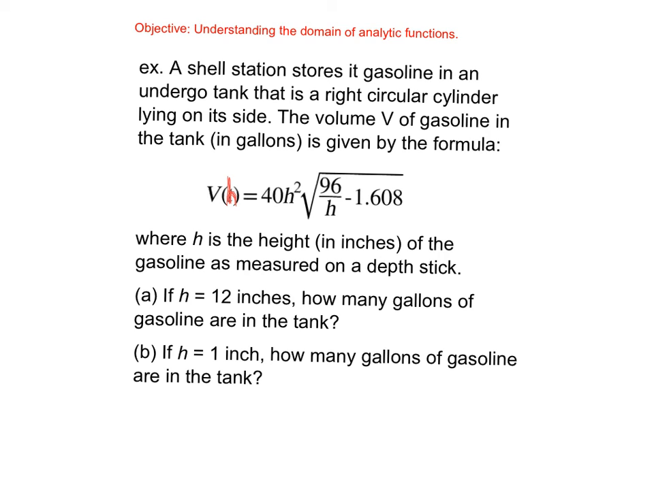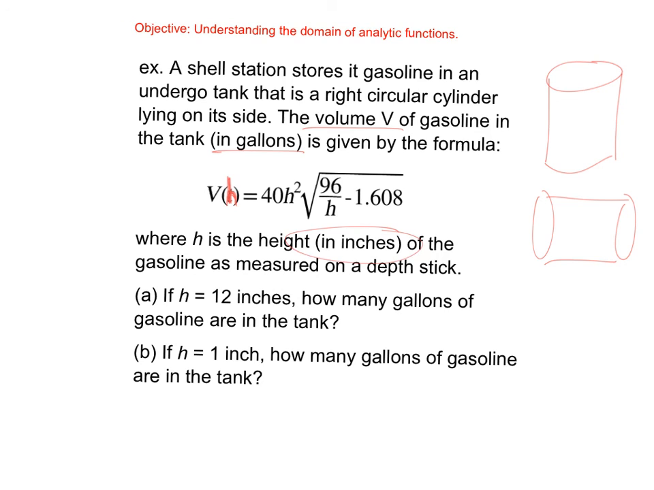A Shell station stores its gasoline in an underground tank that is a right circular cylinder. So we got a cylinder. We do lots of stuff with cylinders. Lying on its side. It's this way. The volume of the gasoline in the tank in gallons is given by the formula V of h, where h is inches. If h is 12, how many gallons of gasoline?